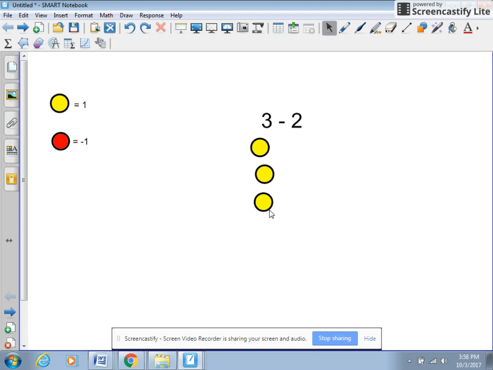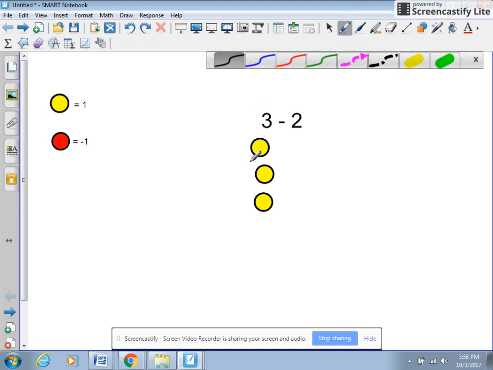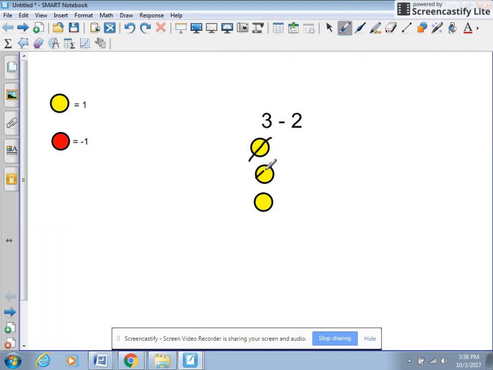And I want to remove 2. I'm going to show removing by crossing them out. 1, 2. That leaves me with 1 positive counter, which means 3 minus 2 equals 1. Okay, let's try something a little trickier.